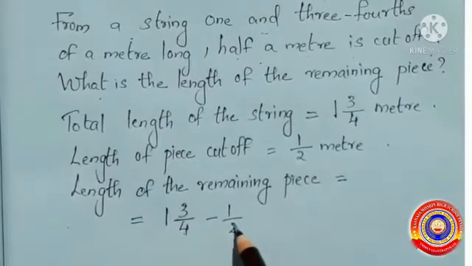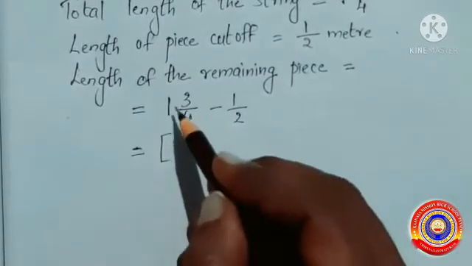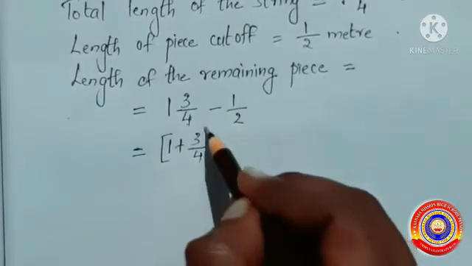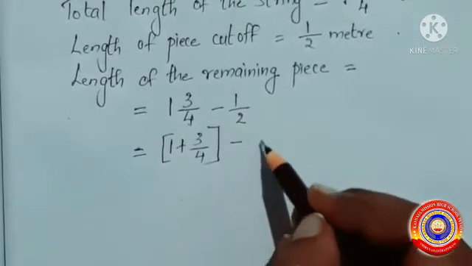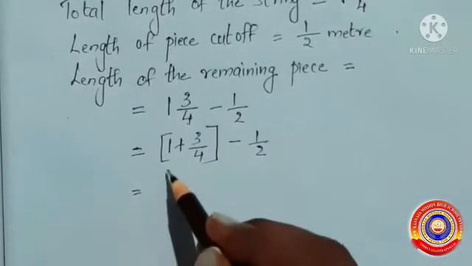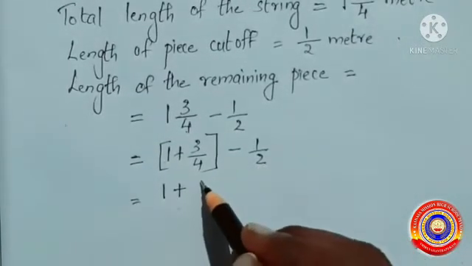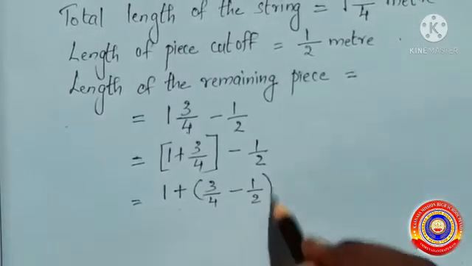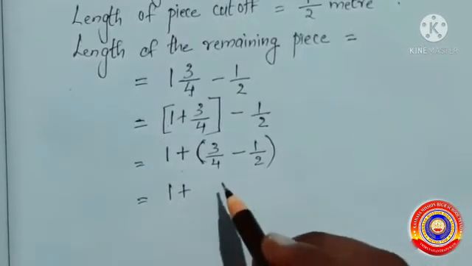First is the simplest method. Here, we are going to split this mixed fraction into a whole number and a fraction. That is, 1 and 3 by 4 is equal to 1 plus 3 by 4, minus 1 by 2. Now, separate the fractional part using brackets. That is equal to 1 plus, in brackets, 3 by 4 minus 1 by 2.